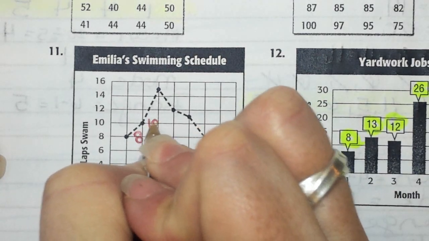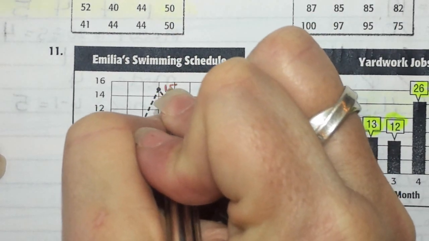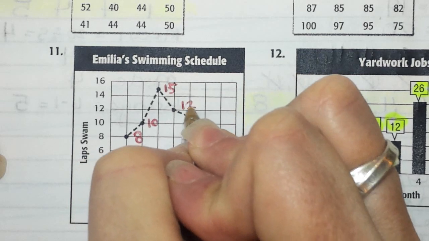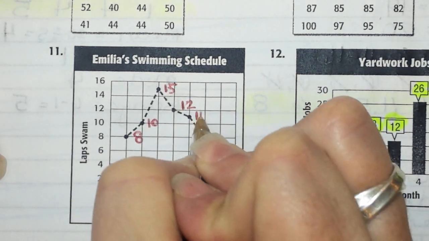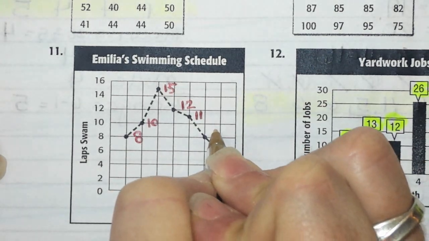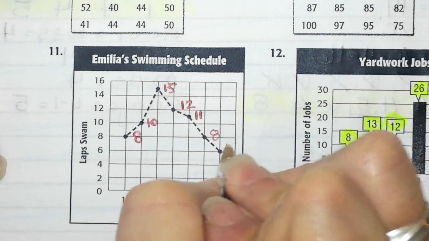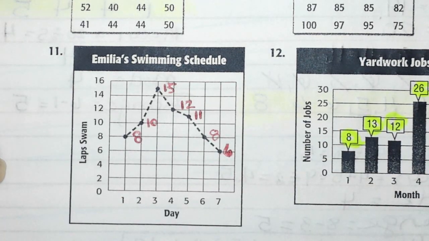And you can draw on it. I mean, it's yours. It doesn't matter. This dot, 15. This one, 12. That one, 11. That one, 8. And that one, 6. That way we're at least all using the same numbers. Okay? Now, what I'm going to do is start the assignment with you.